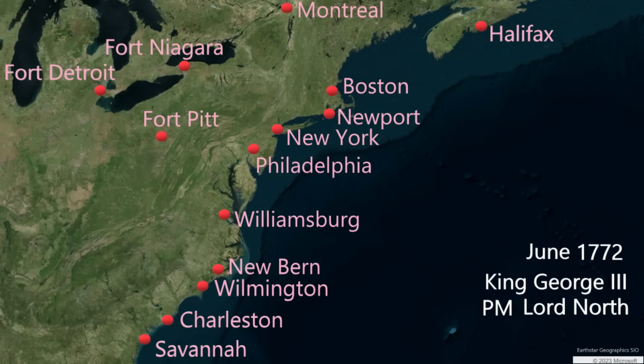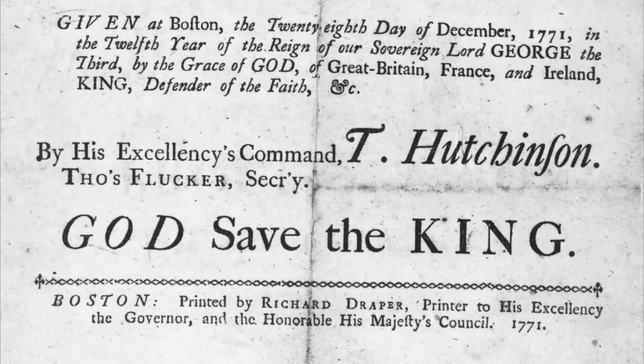June 1772. Governor Hutchinson in Massachusetts becomes a salaried official in the British government, as opposed to a public administrator paid by the colony of Massachusetts. He is, apparently, now accountable to London, not Massachusetts.